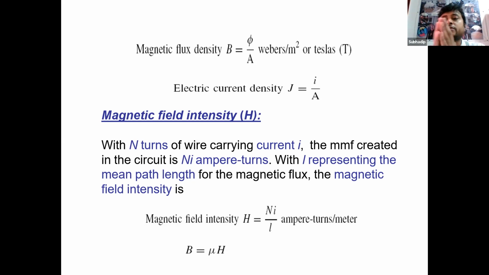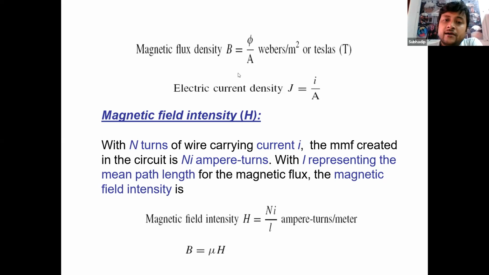If the total flux passing is phi Weber, and the cross section of that particular magnet material is capital A, then the flux density is given by capital B equals phi by A. Phi is in Weber and the area of cross section is in meter square, so it is phi by A Weber per meter square. It is also called Tesla.